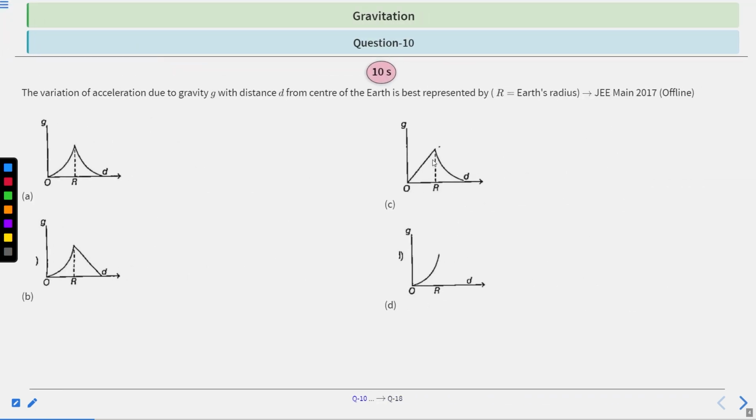So, question 10. The variation of acceleration due to gravity g with distance d from the center of the earth is best represented by which one? R is the radius of earth. Clear? So which graph is correct? Graph A, graph B, graph C, graph D. Which one is correct? You have 10 seconds to solve this question. After 10 seconds we will provide the solution.